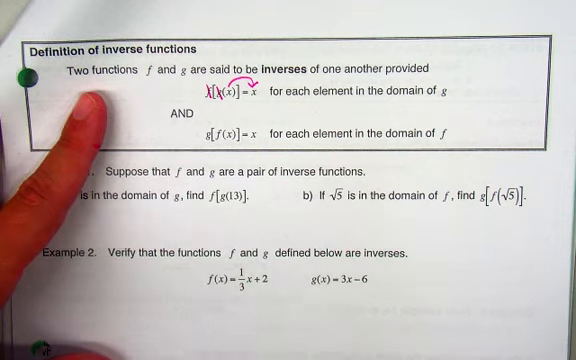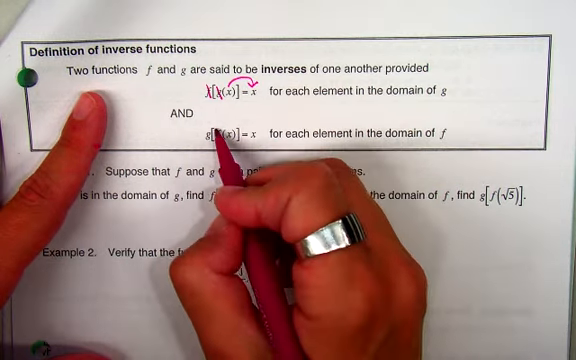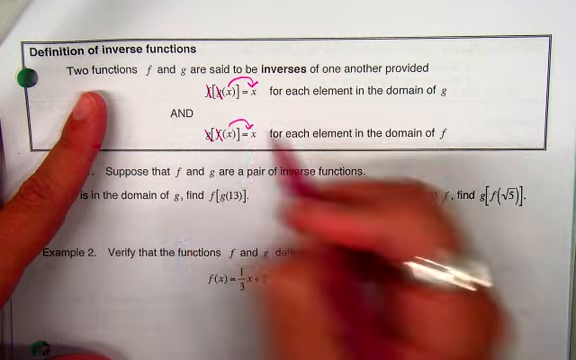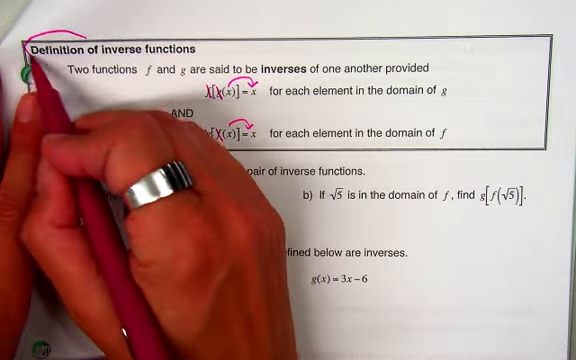They cancel each other out in a way, and I just get the x. And same thing here: if I take g of f, again, they're going to cancel each other out, and it's going to pop that out. Okay, so this is our basic definition of what an inverse is.